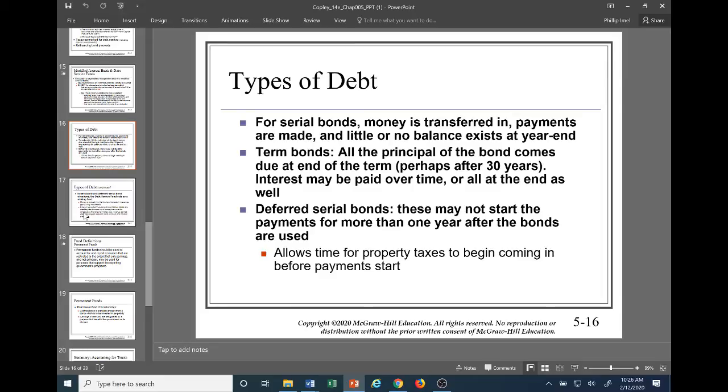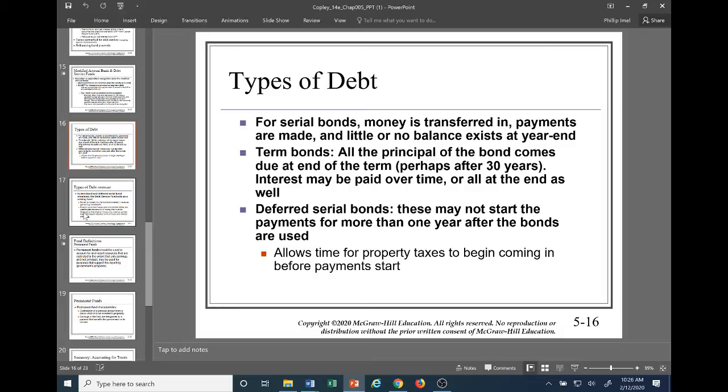So that makes sense for why serial bonds, money's transferred in, payments are made, not a lot of residual equity because it's a series of payments. You know what the payment is. Put it in, put it out, not a lot left over, right? Term bonds, opposite of serial bonds, all the principal on the bond comes due at the end of the term. Let's say perhaps at the end of a 30-year note. Interest may be paid over time in installments, or it could be paid all at once at the very end, right? So those are options. Deferred serial bonds, all that means is it's just a serial bond, but the payment is deferred maybe a year, right? So we might have taken out some serial bonds, but they're deferred.